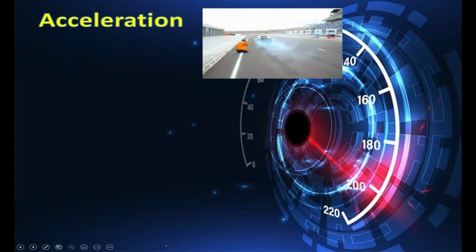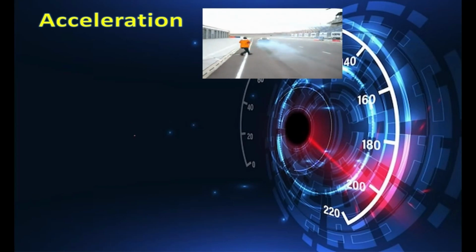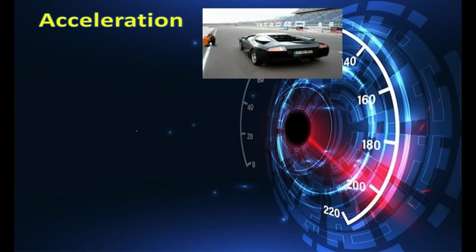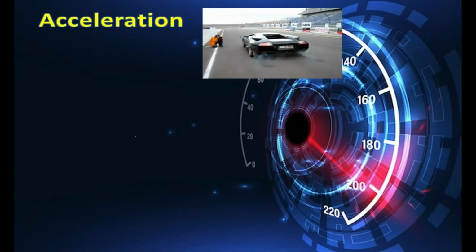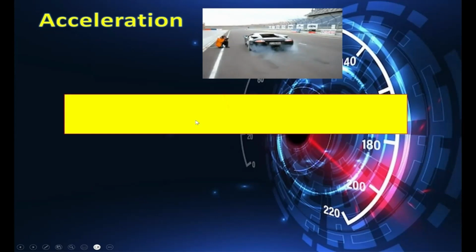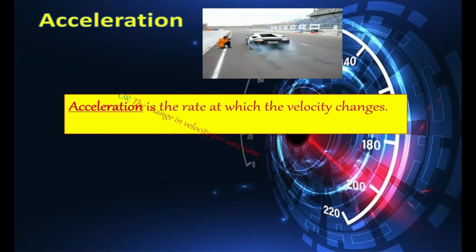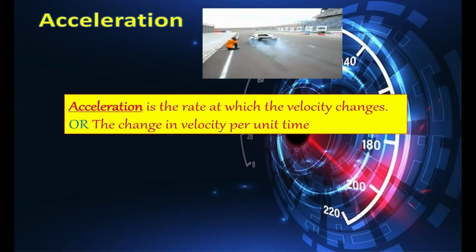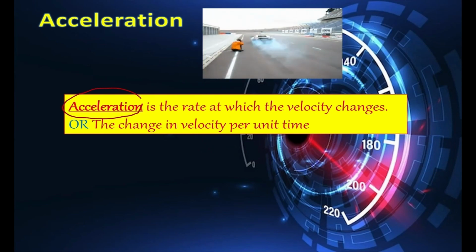Acceleration. You know that when we want to accelerate anything, this means we are changing its velocity or its speed. What is the acceleration in physics? The acceleration in physics is the rate at which the velocity changes, or you can say the change in velocity per unit time. So to have acceleration, please look at this. The velocity must change.